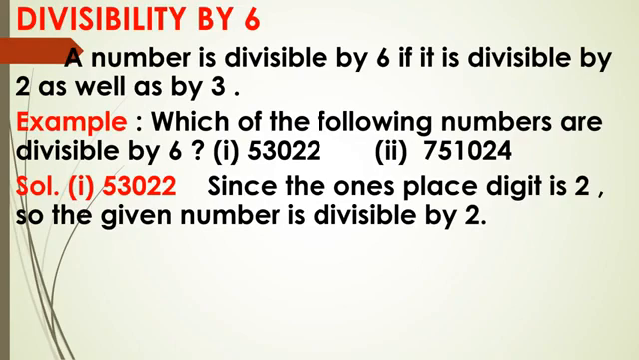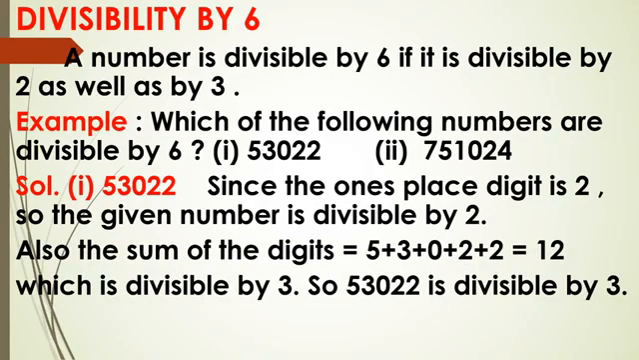So let us check first of all by 2. Now see, in this number, ones place digit is 2. 2 is divisible by 2. So the given number is divisible by 2. Now we will check the same number by 3 also. Just now we have read how to check the divisibility by 3 by adding its digits. So the sum of the digits is 5 plus 3 plus 0 plus 2 plus 2, which is equal to 12. Okay, it is divisible by 3.